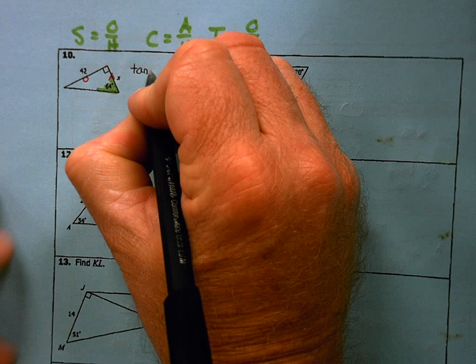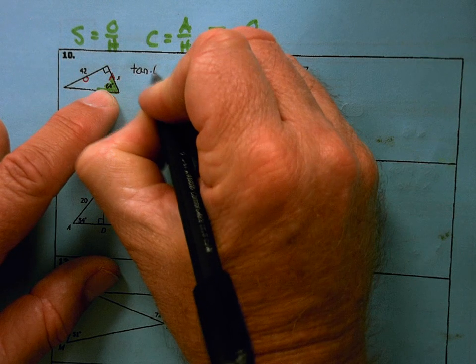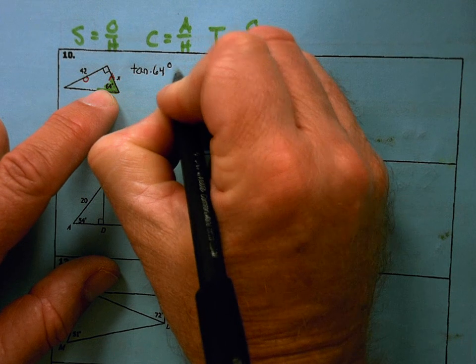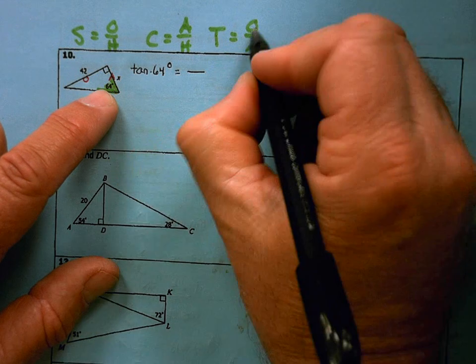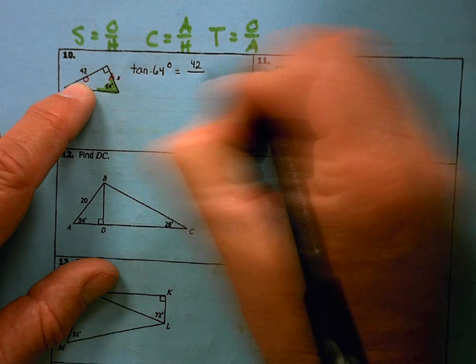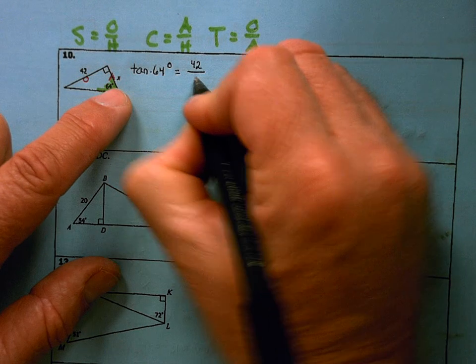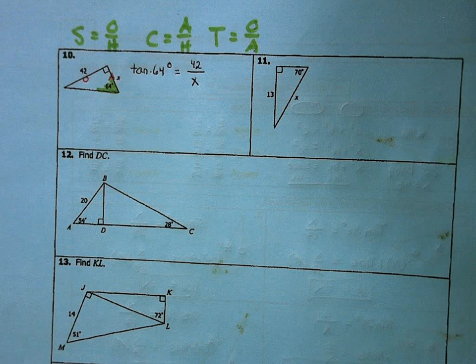Next to it, you write the degree of the angle that you're referencing from, which in this case is 64 degrees. You put an equal sign, and then to the right of the equal sign you put a fraction. The opposite leg is the numerator, which is 42. The adjacent leg is the denominator of the fraction, which is x. So there is my equation that I'm going to use.